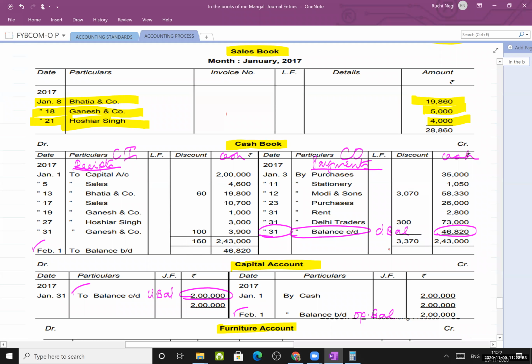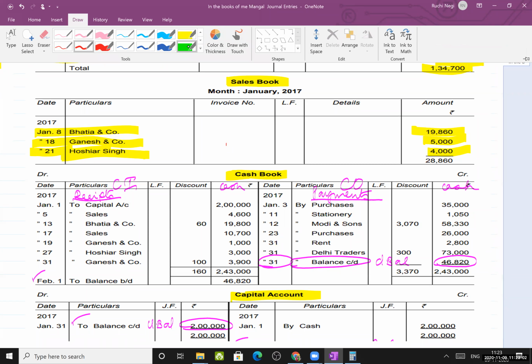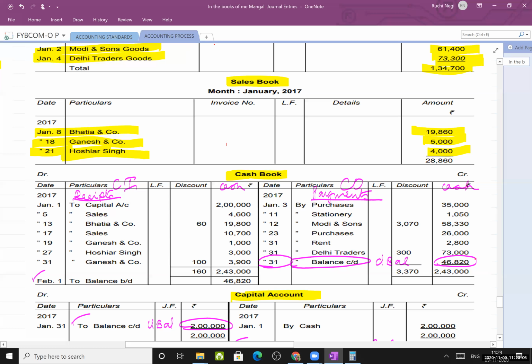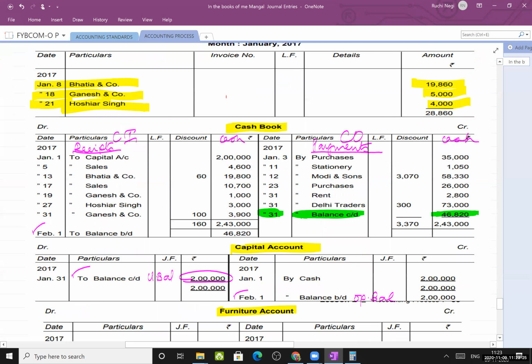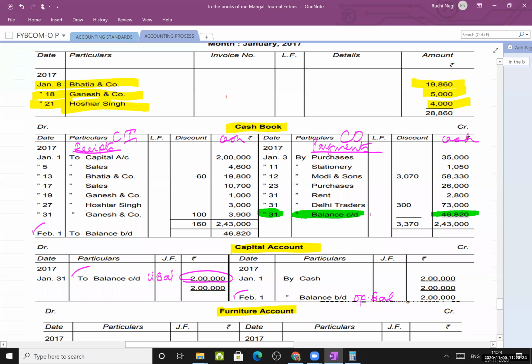Then close the cash book. You will get a balance of 46,820. Just a minute, I'll show you. Get this balance of 46,820. This is your closing balance, which will become the opening balance in the next month, obviously.